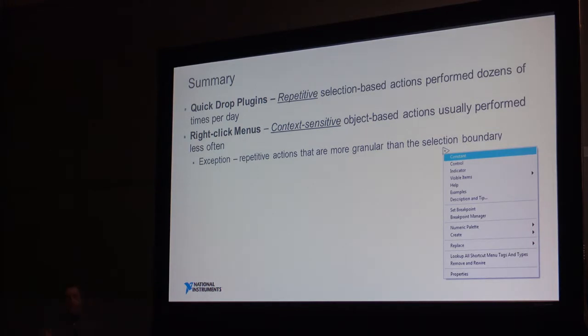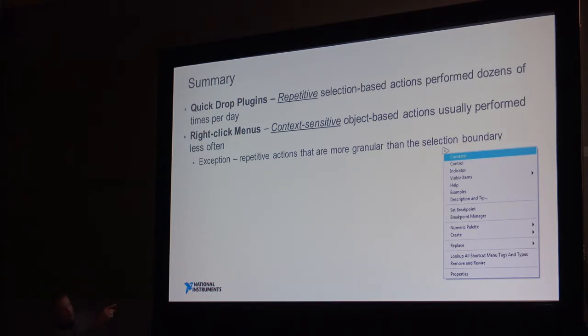There's one exception to this. I create constants, controls, and indicators dozens of times a day, and that is something more specific than the selection order. If I click on an add function, I can select that add function, but I can't click on one of the individual terminals of the add function. But I can right-click on one of the individual terminals. So I have a right-click plugin that takes constant, control, and indicator and moves them to the very top of my right-click menu list.